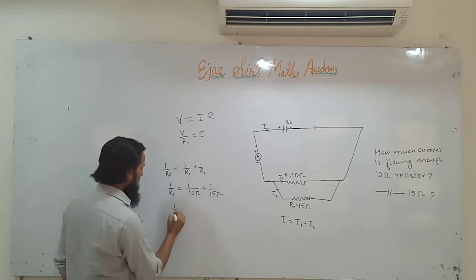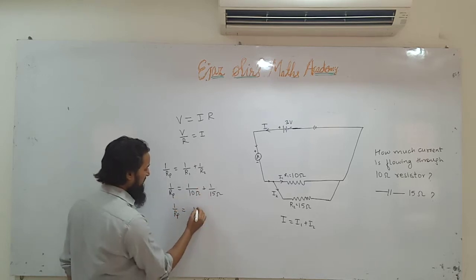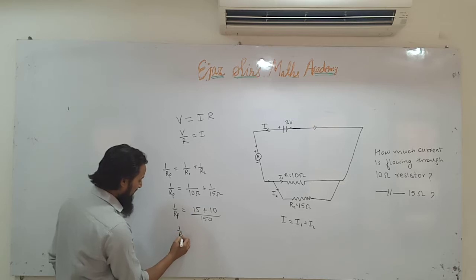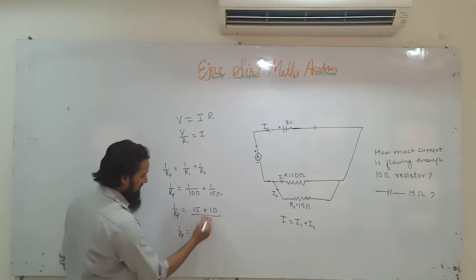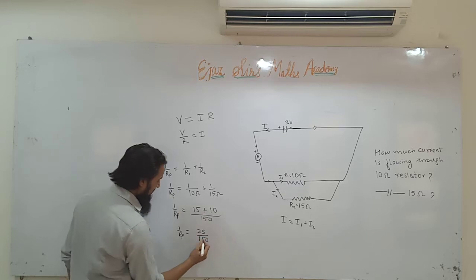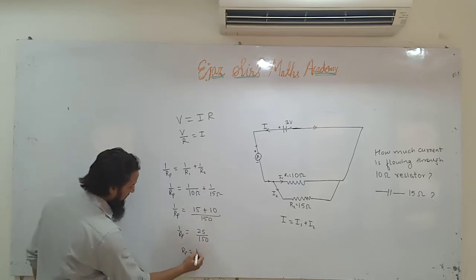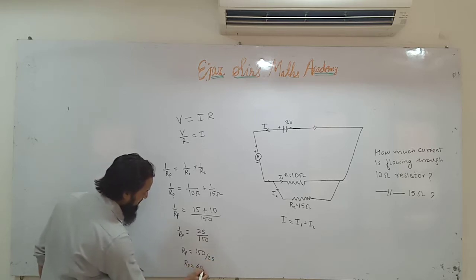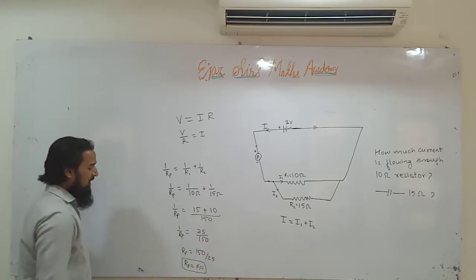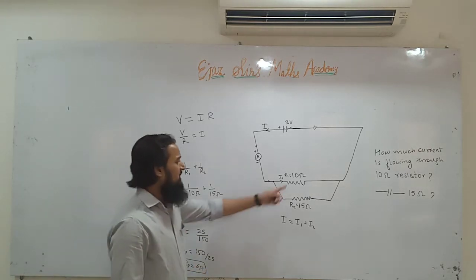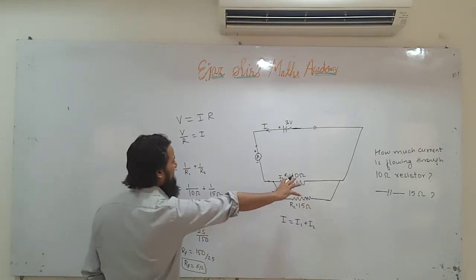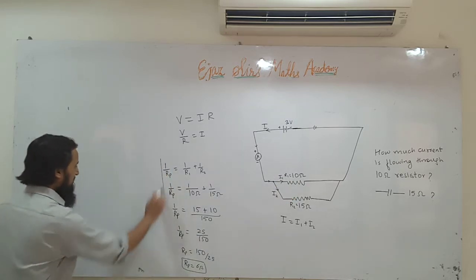Now how do you solve it? Do cross multiplication. 15 ones are 15 plus 10 ones are 10, divided by 10 into 15 which is 150. So 1 upon Rp will be 15 plus 10, 25 by 150. Take its reciprocal. Rp will be 150 by 25, and Rp will be 6 ohms. If these two resistors are in parallel, they give us 6 ohm overall. It is as if there is a single resistor of 6 ohm resistance. Understood?